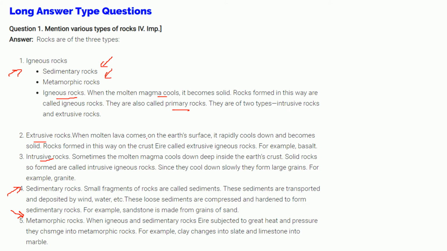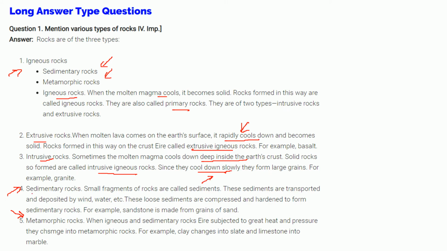Extrusive rocks and intrusive rocks, what are these? When molten lava comes on the earth's surface, it rapidly cools down and becomes solid. Rocks formed in this way on the crust are called extrusive igneous rocks. For instance, basalt. When we talk about intrusive rocks, sometimes the molten magma cools down deep inside the earth's crust. Solid rocks are formed. These are called intrusive igneous rocks. Since they cool down slowly, they form large grains, for instance, granite.